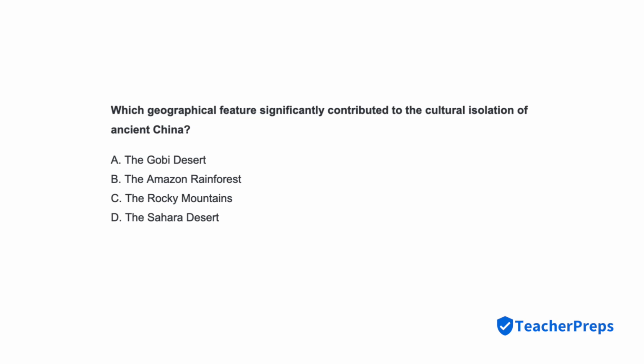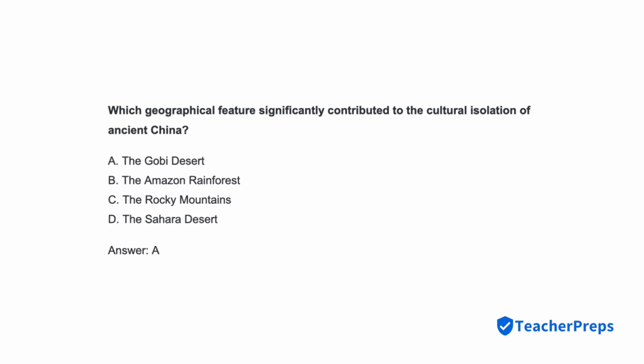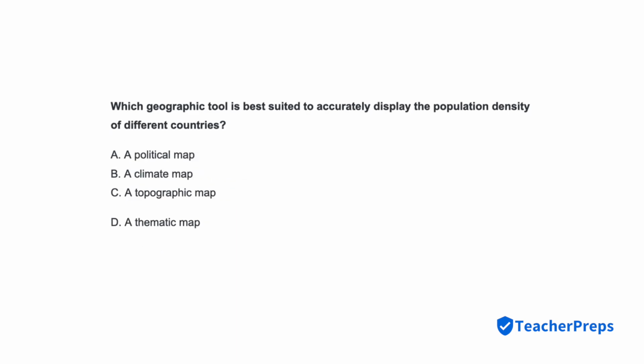Which geographical feature significantly contributed to the cultural isolation of ancient China? Correct response? Letter A, the Gobi Desert. Which geographic tool is best suited to accurately display the population density of different countries? Correct response? A thematic map.